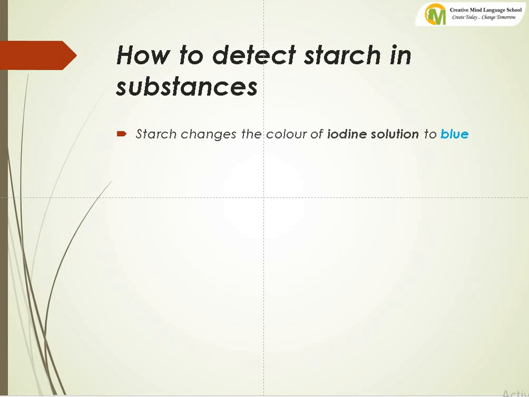But how do we detect starch in a substance? It is not a simple sugar, it's a complex sugar. So starch changes the color of iodine solution to blue.